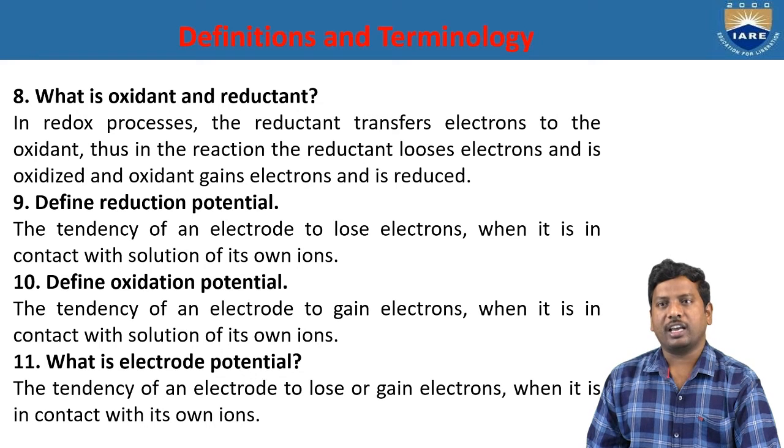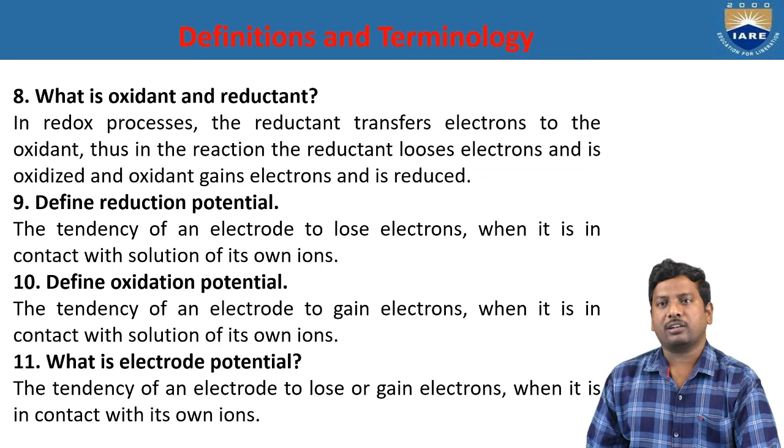Define reduction potential. It is the tendency of an electrode to lose electrons when it is in contact with a solution of its own ions. That means whenever a copper rod is dipped in copper sulfate solution, it undergoes a reduction reaction at the cathode. And what is oxidation potential? It is the tendency of an electrode to gain electrons when it is in contact with a solution of its own ions. When a zinc rod is dipped in zinc sulfate solution, it undergoes an oxidation reaction.